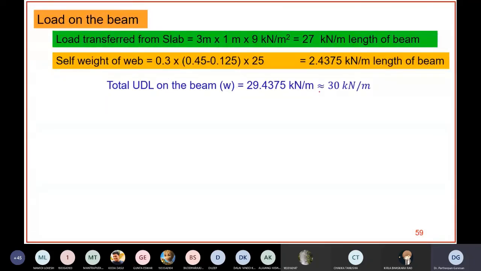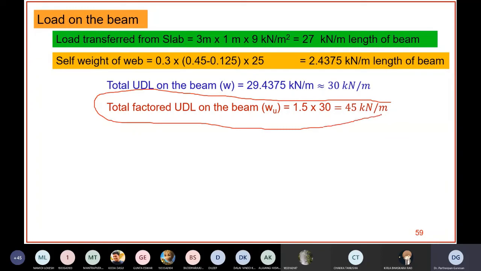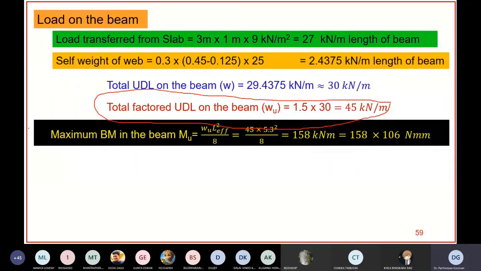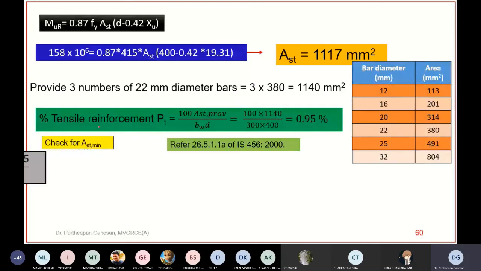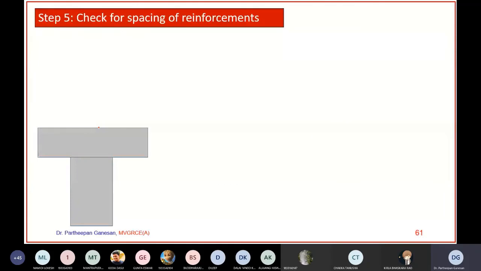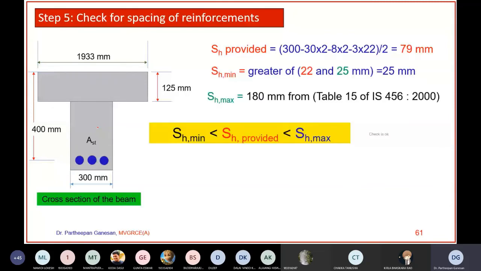So total UDL on the beam is coming out to be 30 kilonewton per meter, and total factored UDL on the beam is 1.5 into 30, that is 45 kilonewton per meter. This is the thing that you should remember. Total factored UDL is 45 kilonewton per meter. So we found bending moment equal to WU into L effective square by 8. It is coming out to be 158 into 10 power 6 Newton millimeter or 158 kilonewton meters. For this we already designed the reinforcements. You go through this. This is in the second unit. We already did it. These are all reinforcement for the flexure or bending moment. So all this stuff you go through it.